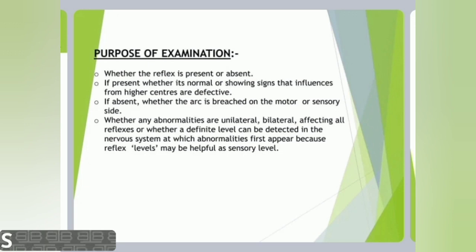The purpose of examination is to check whether the reflex is present or absent. If it is present, you have to check whether it is normal or showing signs that influences from higher centers are defective. If absent, whether the arc is breached on the motor or sensory side. Breached means either the arc is broken or not, the signals are completely present or absent. Whether any abnormalities are unilateral, bilateral, affecting all reflexes, or whether a definite level can be detected in the nervous system at which abnormalities first appear, because reflex findings may be helpful as a sensory level.